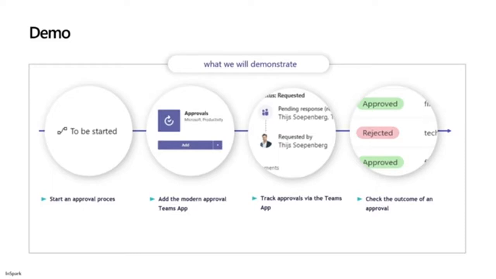This can be combined also with different systems, as long as you combine it with, for instance, Power Automate technology. You can trigger off any type of approval and send it back to the source system where you started it from. So really, really powerful functionality out of the box available.